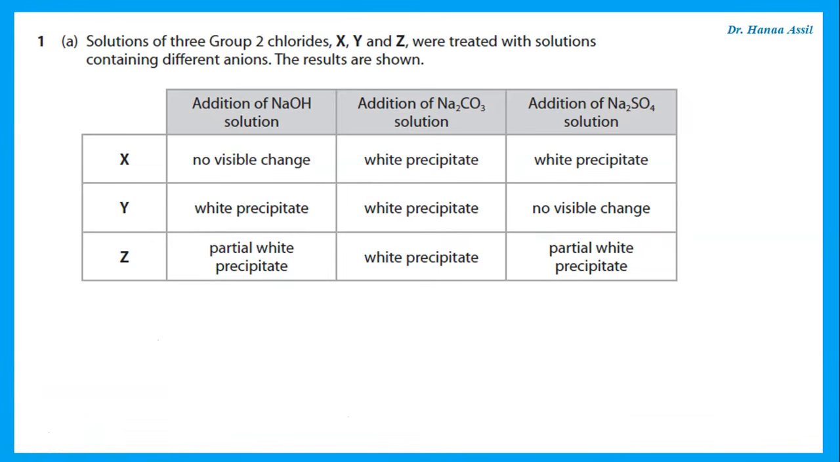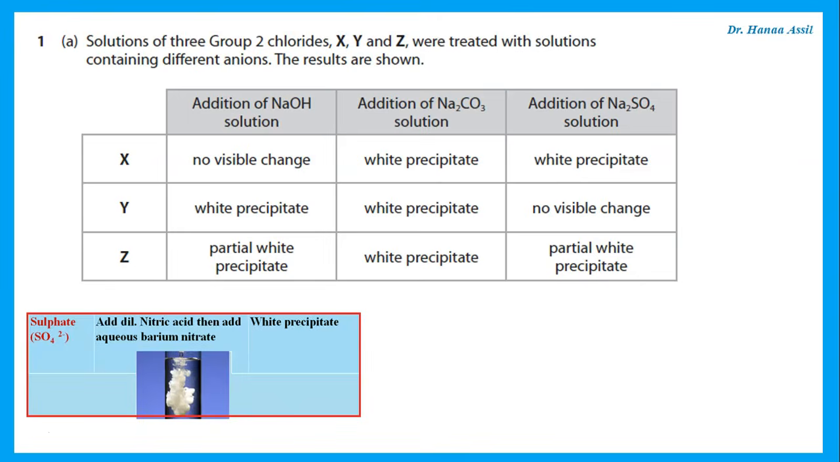The first question here was, solutions of 3 group 2 chlorides were treated with solutions containing different anions. So here we're talking about group 2, and we're talking about reactions with sodium hydroxide, with carbonate, with sulfate, and which group 2 ions will give a precipitate or no precipitate. First of all, you should remember the one that gives a precipitate with sulfate.